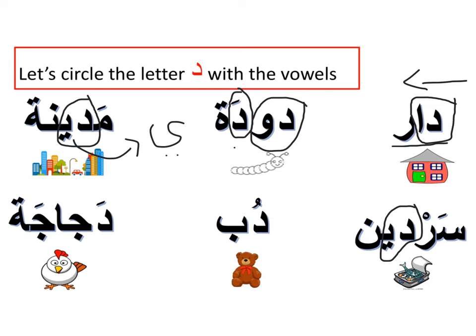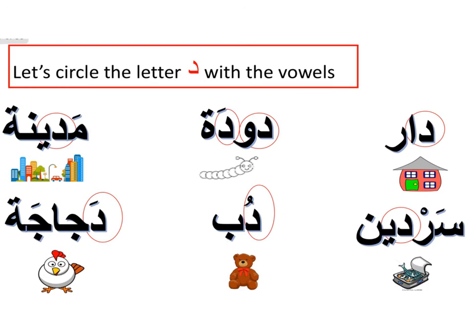In this word, the short one, dub, we have da with u. And in the last one, we have da with the vowel a. So this is how we can find the letter da inside a word. So have a look at the answers and compare them with yours.